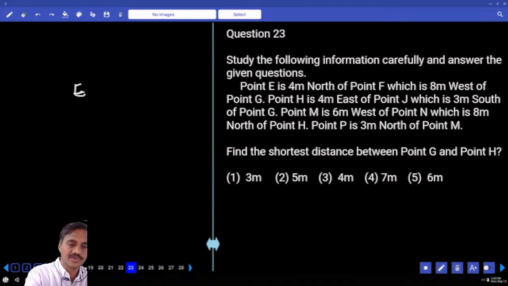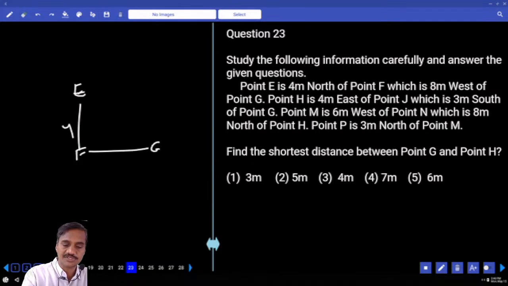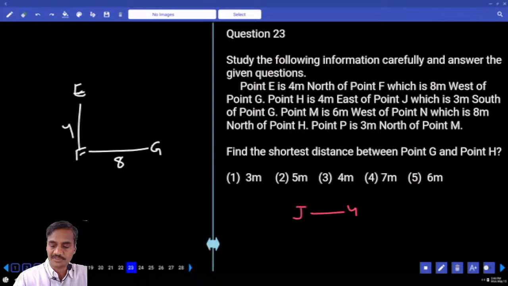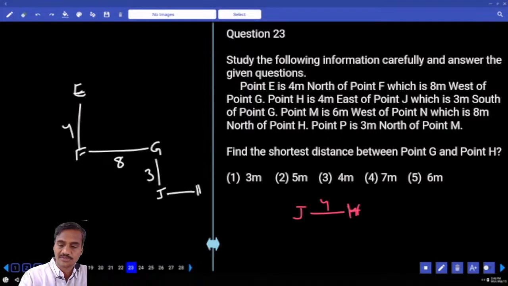E is north of F. The distance is 4 meters. F is 8 meters to the west of G. Now G is somewhere here. H is 4 meters to the east of G. And H is 4 meters to the east of what? To the east of J. And J is 3 meters to the south of G. Now J is here and 3 meters, and J to H, the distance between these two is 4 meters.